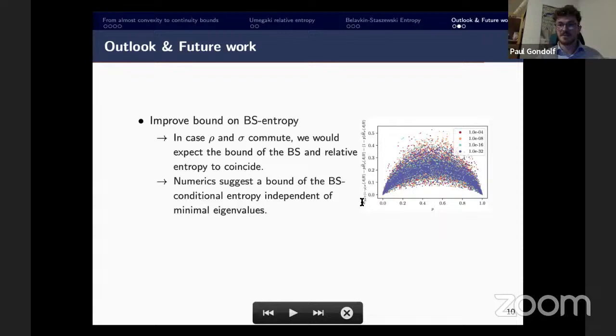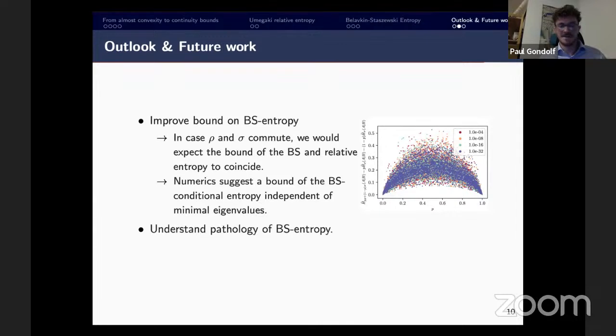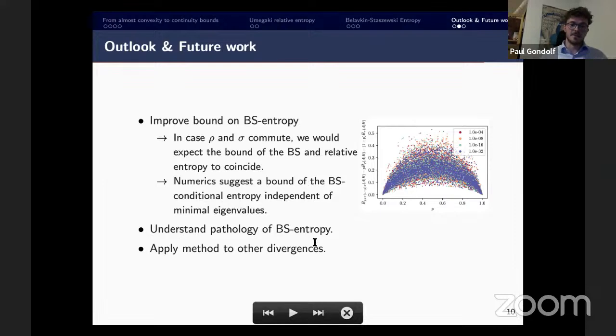Although this guy is discontinuous on the quantum states, and we have to go to positive definite quantum states such that it is continuous. This is kind of a strange behavior. And this is the second thing that we are interested in, understanding the pathologies of the BS. There are several things that don't appear in the case of the relative entropy, that appear in the case of the BS, and we would really like to better understand these pathologies. And at last, apply our method to different divergences. For example, sandwiched Rényi or Petz Rényi divergence or geometric Rényi divergence, and we are already working on that.